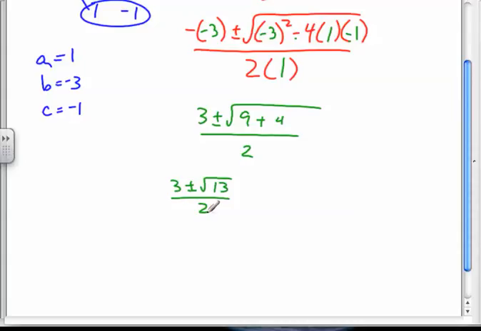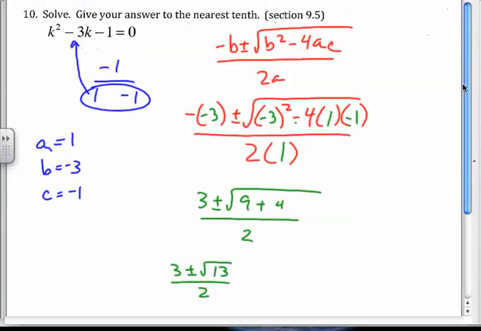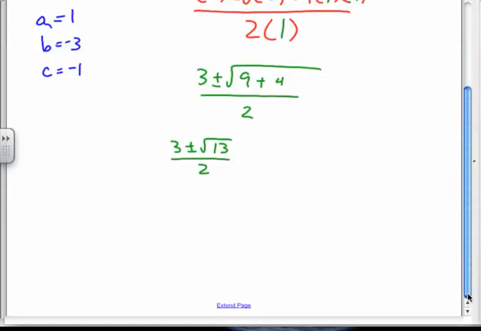Now, guys, I'm going to go back up and look at my problem here, and I'm going to see that it asks me to give my answer to the nearest tenth. So it wants me to use a calculator and approximate what these values are. I've written this in one whole thing, but it's really two separate numbers. It's 3 plus root 13 over 2, and then 3 minus root 13 over 2.